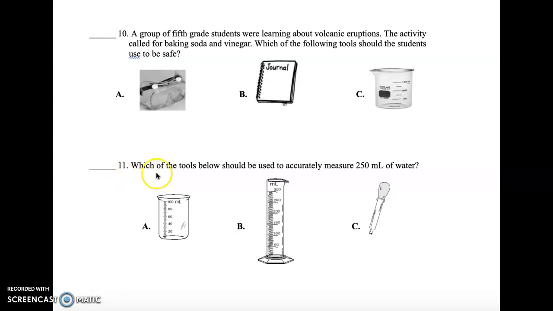Number 11. Which of the tools below should be used to accurately measure 250 milliliters of water? A. B. Or C?